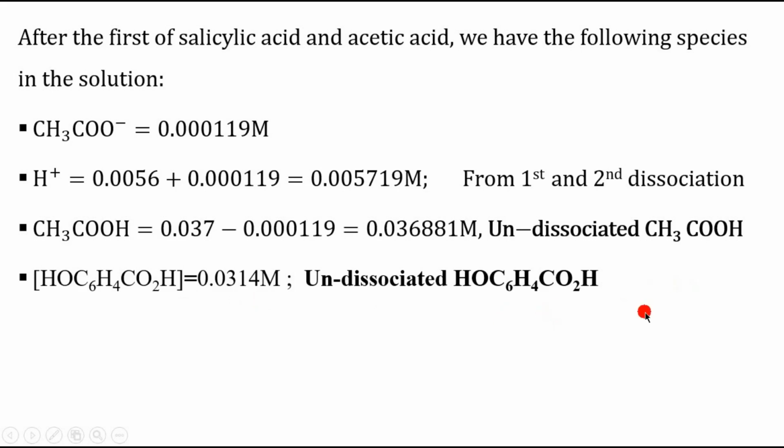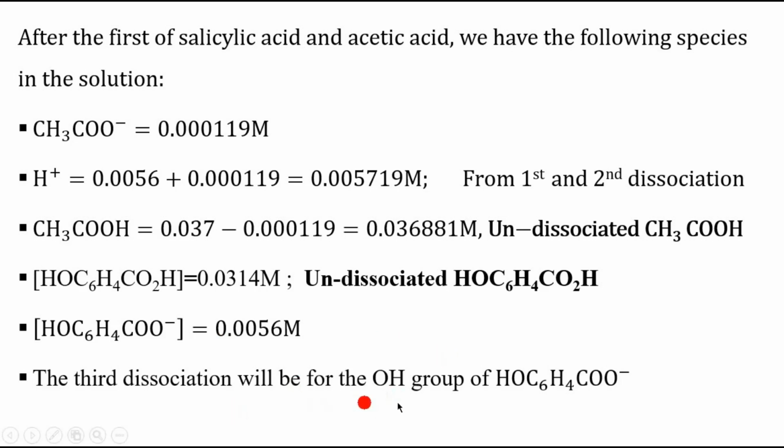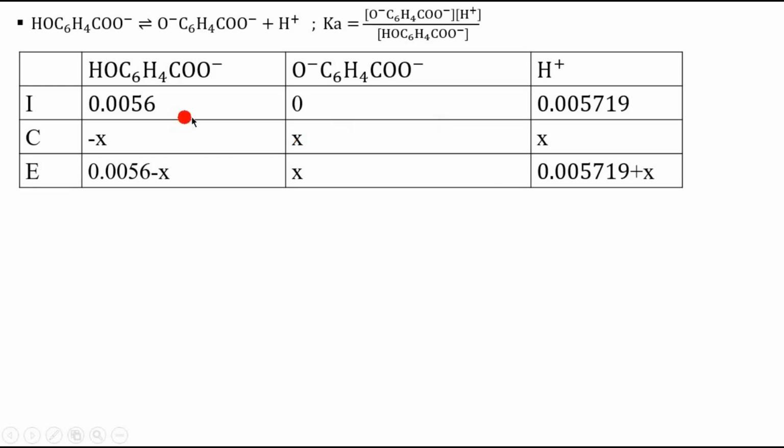Then we have also this one, which is also 0.0056 molar, which is going to undergo the third dissociation, because there is the hydroxide here, which the OH is going to be also liberated to the solution in the third step. So now the third dissociation will involve the OH, but we'll be having the H plus dissociated from the first, from salicylic acid, and the H plus dissociated from the acetic acid. Don't forget also that information. So we have this 0.0056. So this is the concentration that we have in the first dissociation.